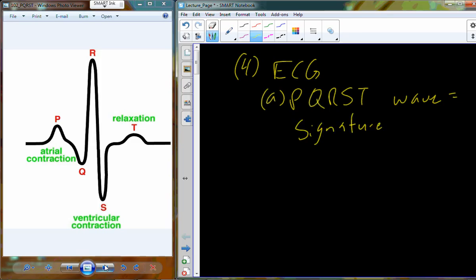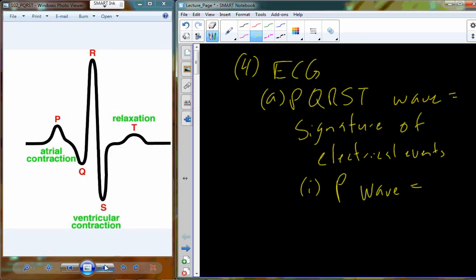To represent the normal signature of the electrical events in the heart. Now, those electrical events that occur in the heart should relate to the changes in chamber size, should relate to the changes in pressure. So as long as we see normal electrical activity, we can assume, for the most part, normal heart function. So the very first part here, that first little hill, is called the P wave. And that P wave relates to the electrical activity in the heart during atrial contraction. Okay, so the P wave represents atrial contraction. So a decrease in atrial chamber size, increase in pressure. During atrial contraction, we should experience blood spurting into the ventricle.